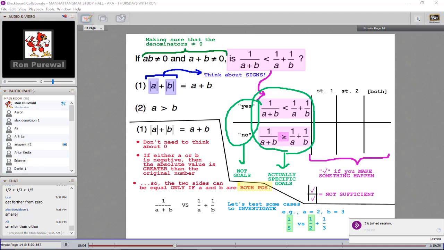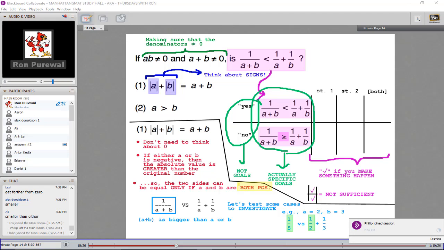So, smiley face, if that makes sense. You don't even need to think about adding those 2 fractions on the right, because in fact, 1 over a plus b is going to be smaller than either of those individual fractions, because a plus b is bigger than a or b. So 1 over a plus b is going to be smaller than 1 over a or 1 over b.